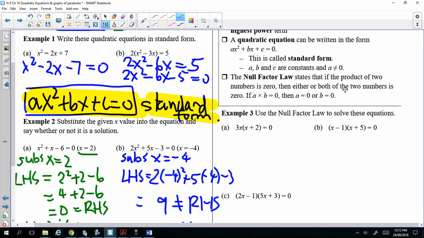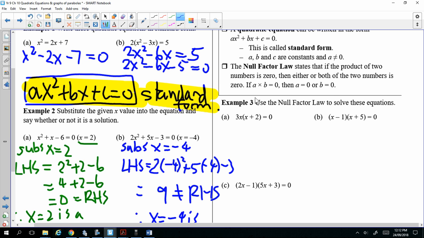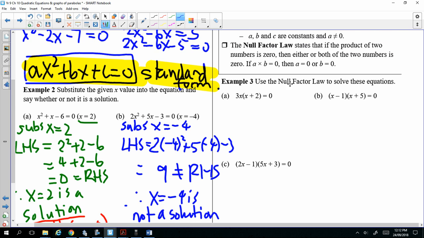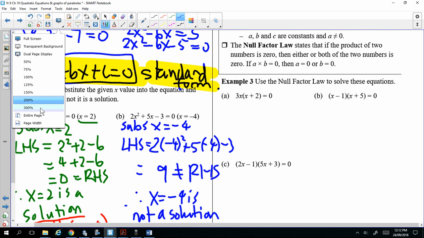So if you look at this statement, if A times B is 0, then either A is 0 or B is 0. Does that make sense? So something times something is 0, one of these has to be 0, right? Okay, so this is called the null factor law. Well, it can be both. So you just write both as 0.